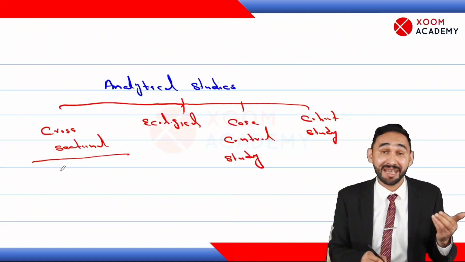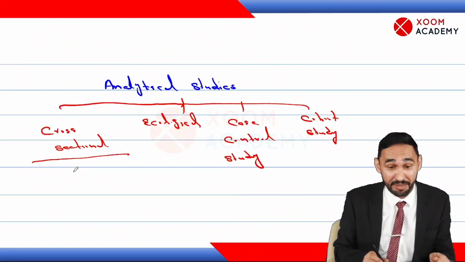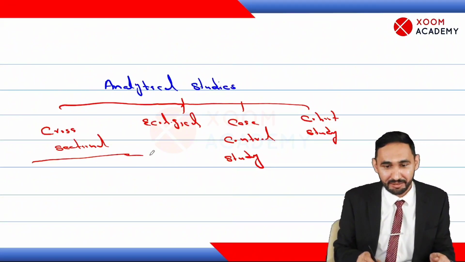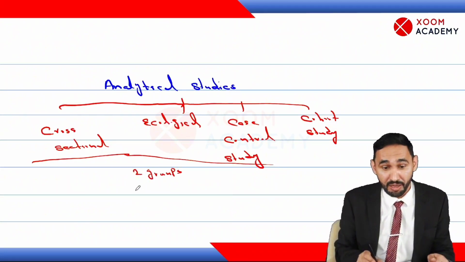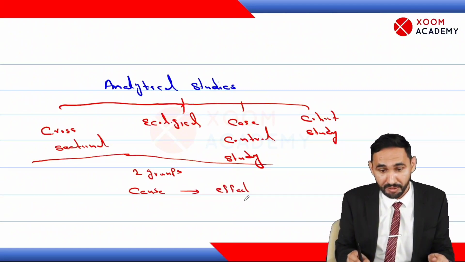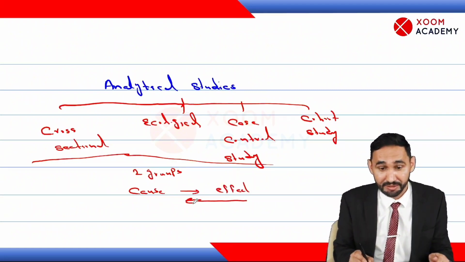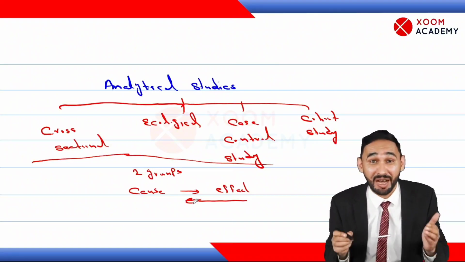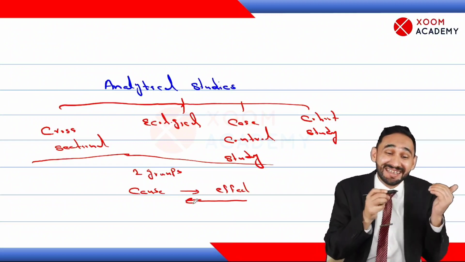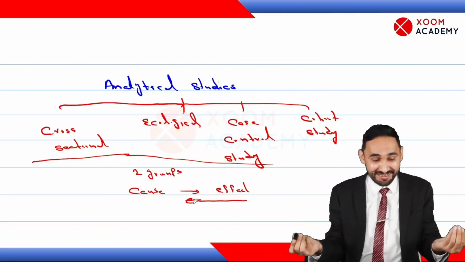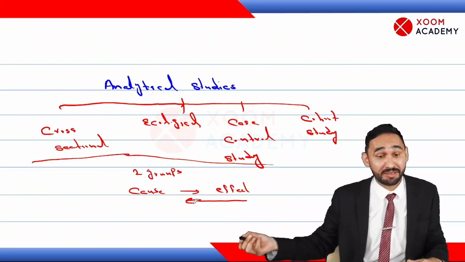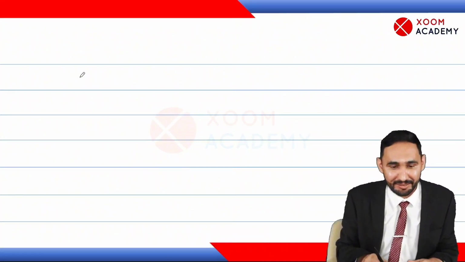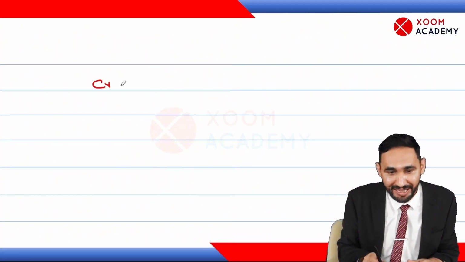What are cross-sectional analytical studies? When two groups are compared, remember, we can compare two groups and we move from cause to effect or from effect to cause in these studies. We move from exposure to outcome or from outcome to exposure in analytical studies. We analyze the results. We compare two groups in these studies.